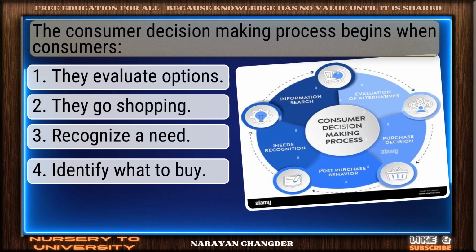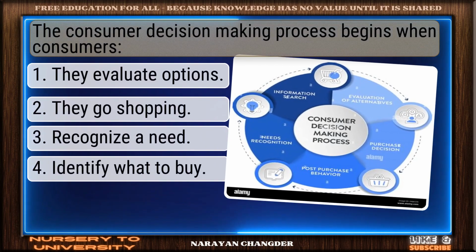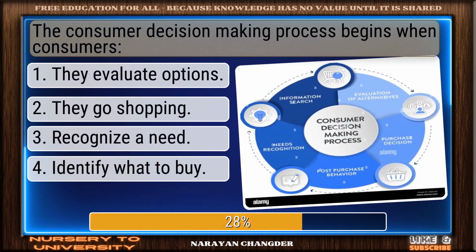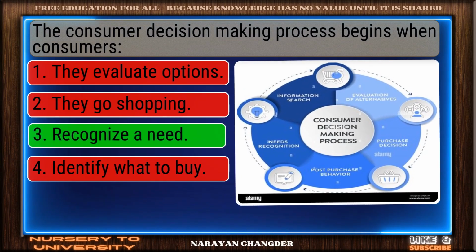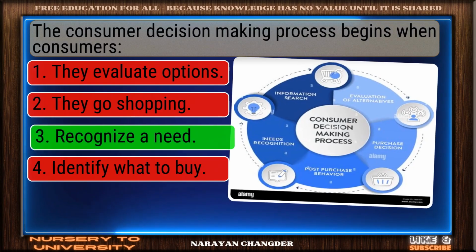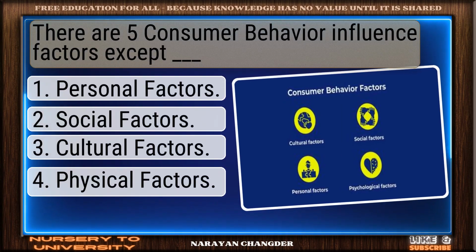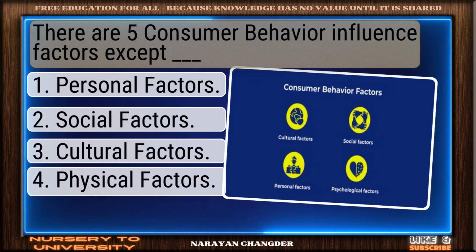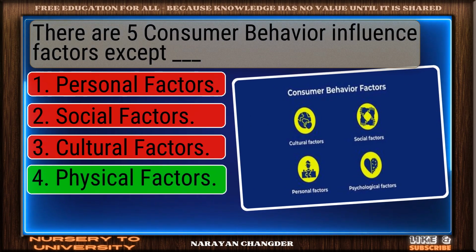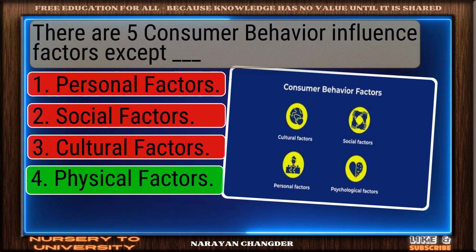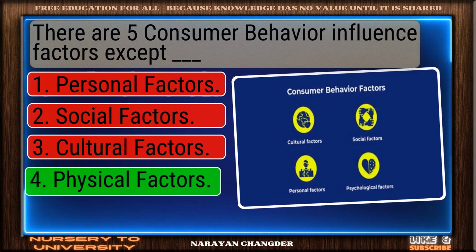The consumer decision-making process begins when consumers dash. Excellent. Recognize a need is a brilliant choice. There are 5 consumer behavior influence factors except dash. Nice selection. Physical factors is the correct and valid answer.